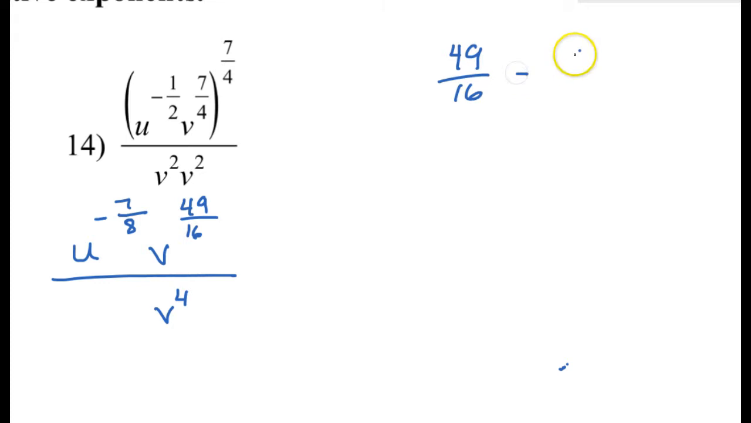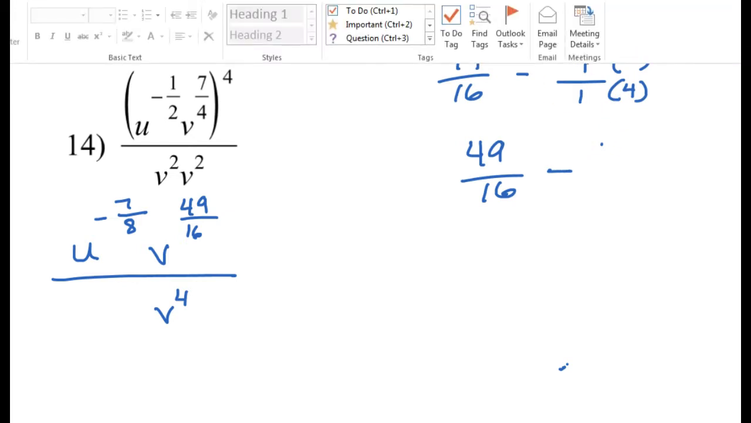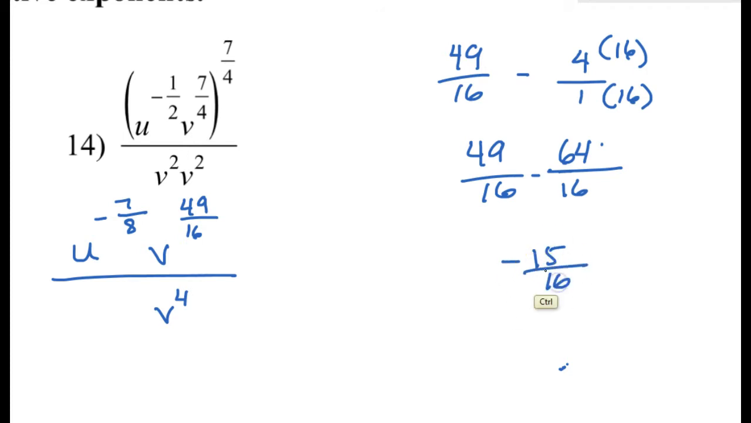If I do 49/16 minus 4, which is like 4 over 1, I can turn this into sixteenths by multiplying by 16 over 16. Silly goose, I should have done 16 over 16. What is 4 times 16? 64. Okay, so what's 49 minus 64? Negative 15. So we've got negative 15/16.